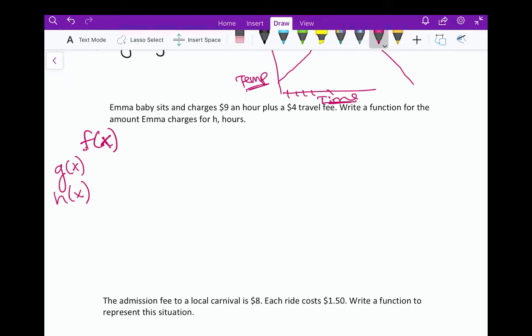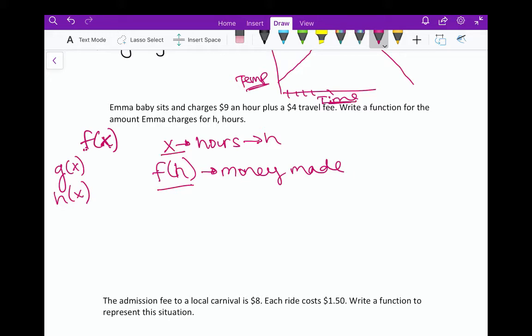So in this problem, our x is our independent variable, which is our hours, which actually they want me to use h. So we're going to use h. Our dependent variable, which will be f of h, meaning a function of the hours, is going to be the money she makes. So the money Emma makes depends on how many hours she works. So this is our dependent and this is our independent.